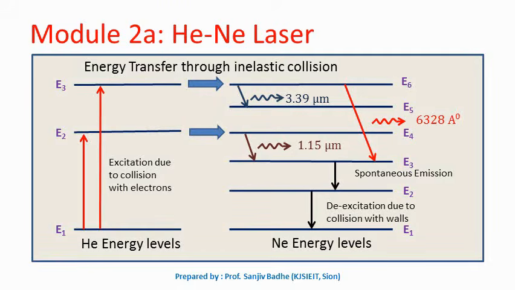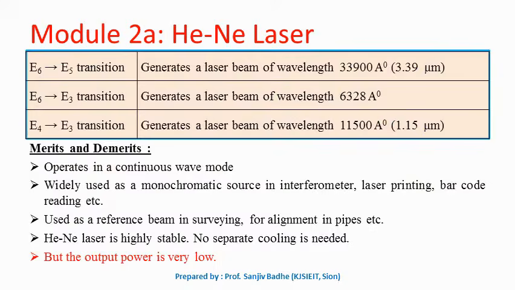And when the atoms come to E2, they will collide with the walls of the gas discharge tube and will lose their energy and will fall down to the ground state. So this is how the helium neon laser will work. We will be getting the laser beam of 3 wavelengths here: 3.39 micrometers, 6328 angstroms and 1.15 micrometers.